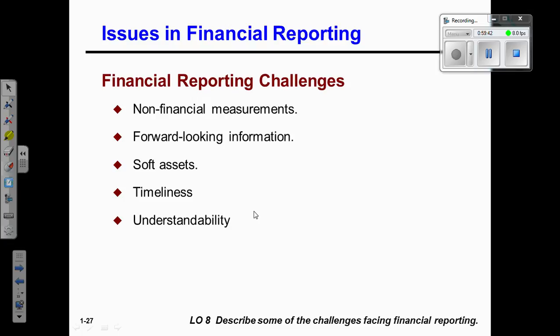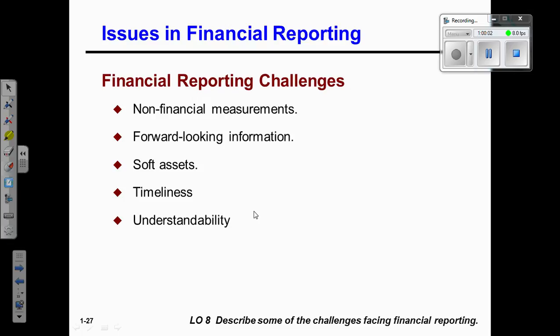They should be able to understand it, right? So a reasonably informed user. That's who we're aimed at. We can't possibly be aimed at people who know nothing about accounting and finance. It wouldn't make any sense. Oh, there's a lot of non-financial measurements that are not reported in financial statements. Some are. Forward-looking information, well, it's interesting.